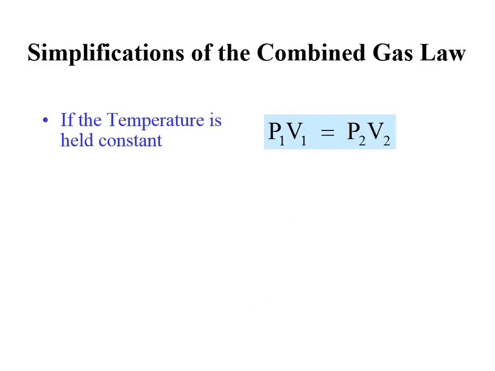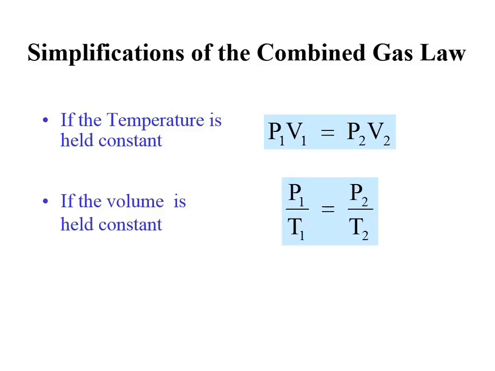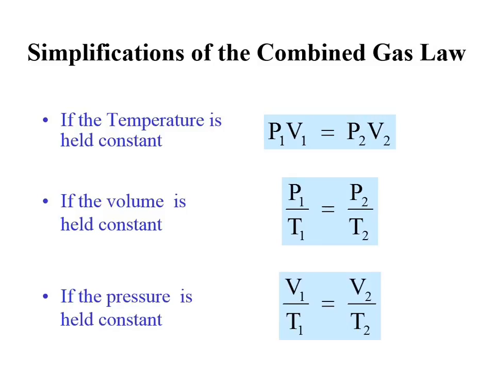So that was if the number of moles don't change. Well, what if the number of moles don't change and the temperature doesn't change? Your life just got simpler. So now P1V1 is equal to P2V2. What if the number of moles don't change and your volume doesn't change? Then your life got simpler, okay? And if the pressure doesn't change, these are all just variations of the combined gas law.